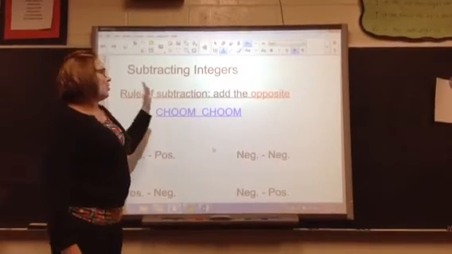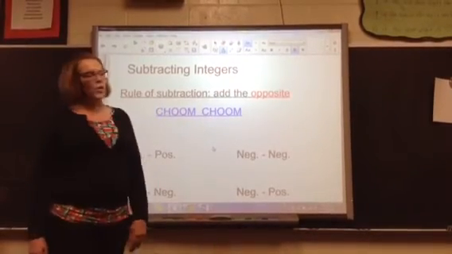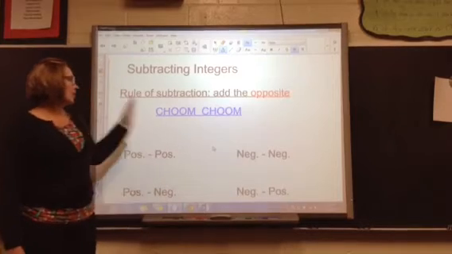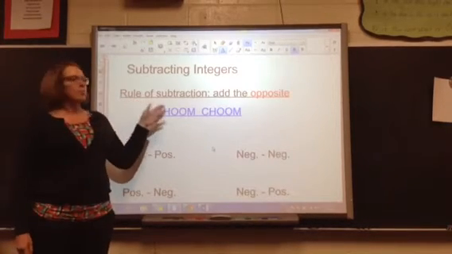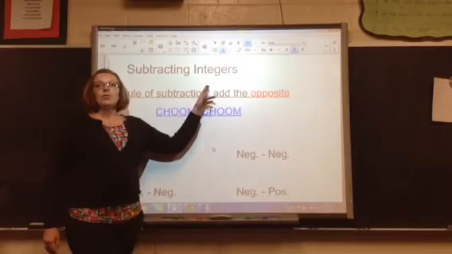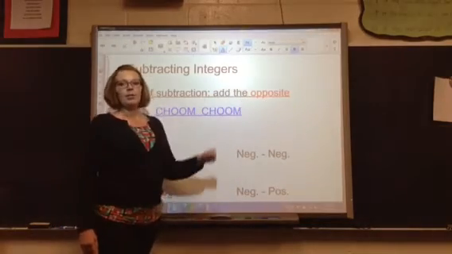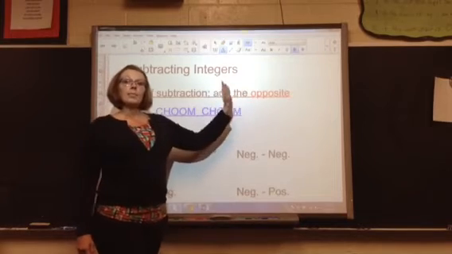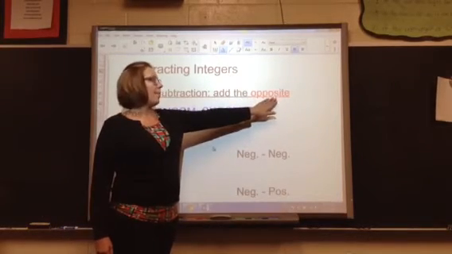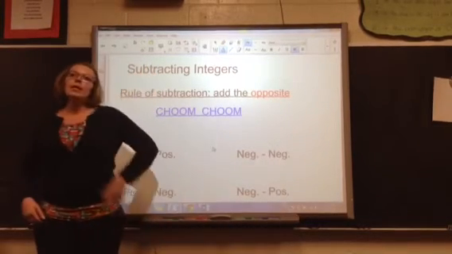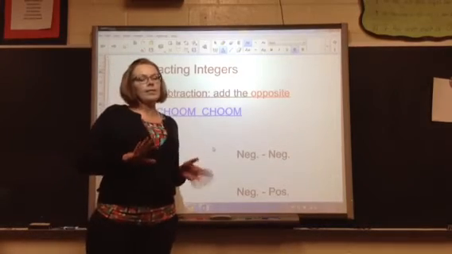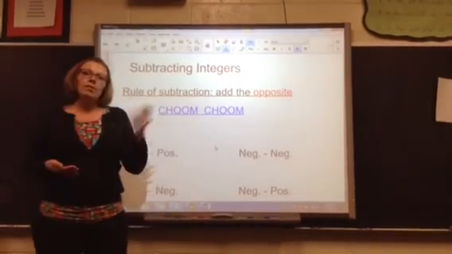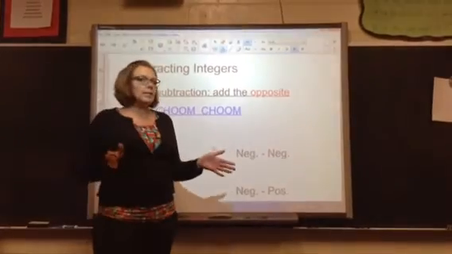This lesson is on subtracting integers, all right? So the first thing that we need to talk about is the rule. The rule of subtraction is that you add the opposite, meaning you're going to turn the subtraction sign into addition, and then the next number that comes after it, you're going to turn into the opposite. Remember, the opposite of a positive is a negative, and the opposite of a negative is a positive.